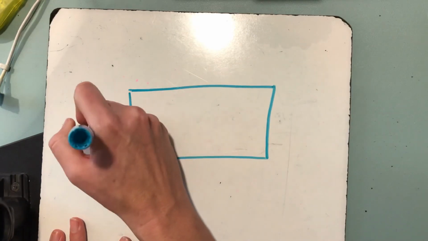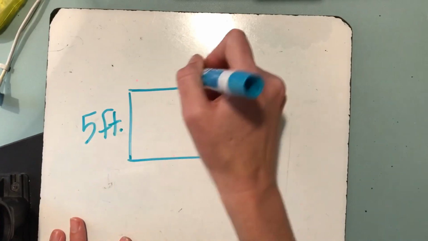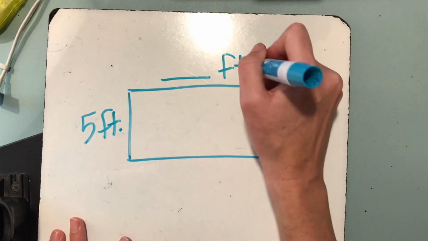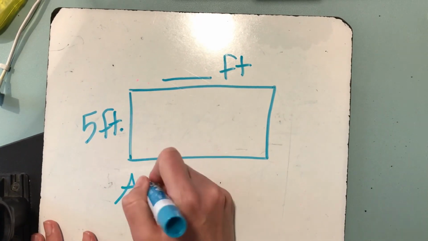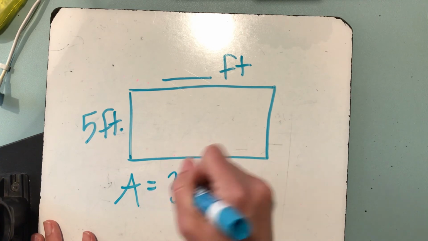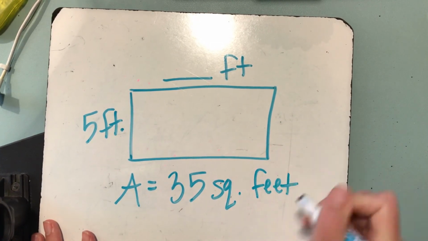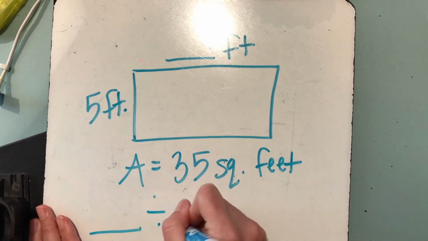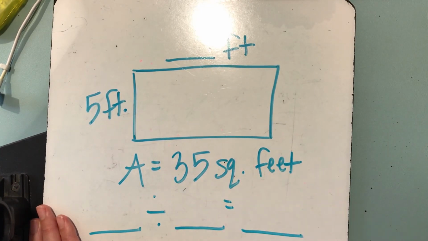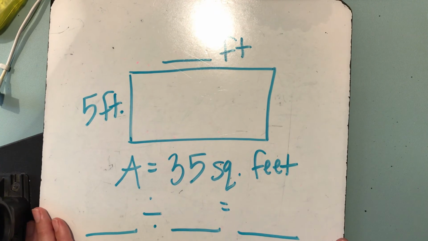We know this side is 5 feet. We don't know what this side is, the length, but we know our total area is 35 square feet. Setting up my division problem so I can solve. Okay, go ahead and solve and check your work.